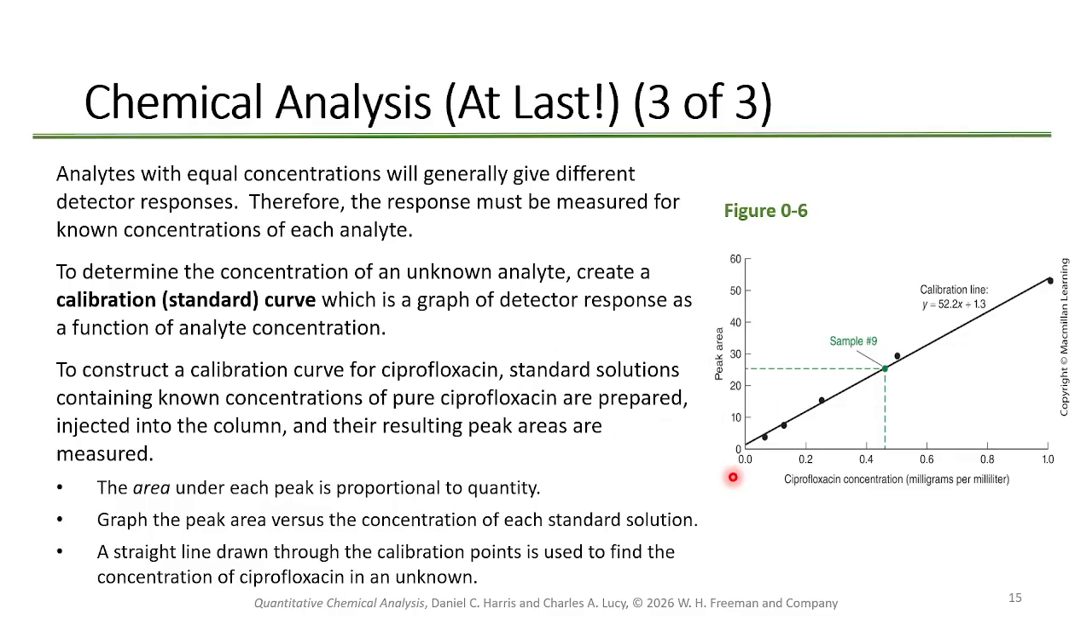All right. So to construct a calibration curve for ciprofloxacin, you'll use standard solutions containing known concentrations of pure ciprofloxacin. These are going to be prepared. They'll be injected into your column. Resulting peak areas will then be measured. You'll graph those peak areas versus those known standard concentrations here. And that will give you this graph.